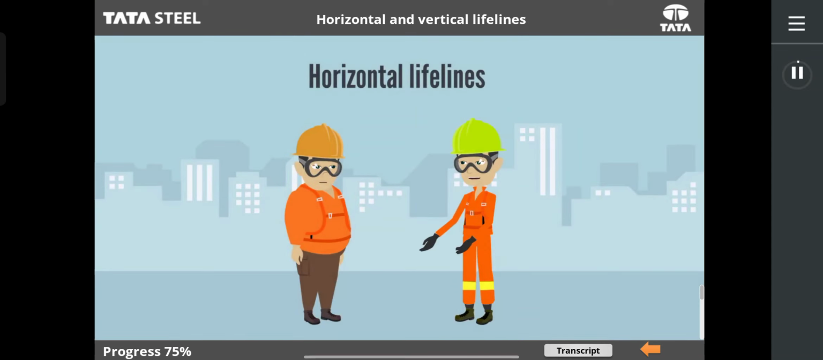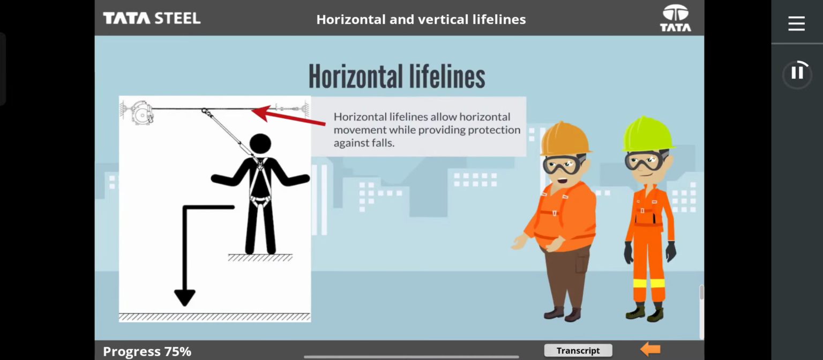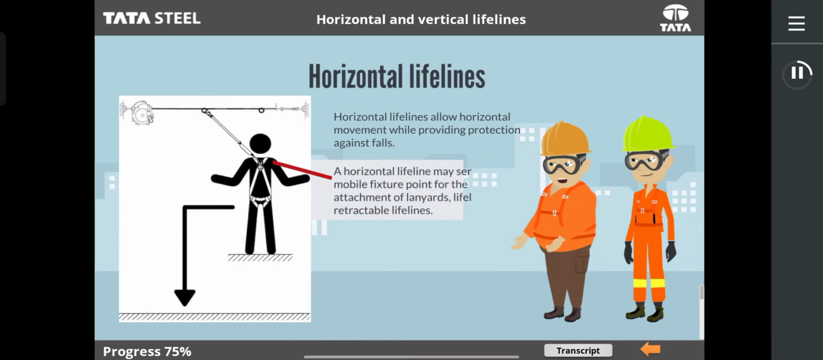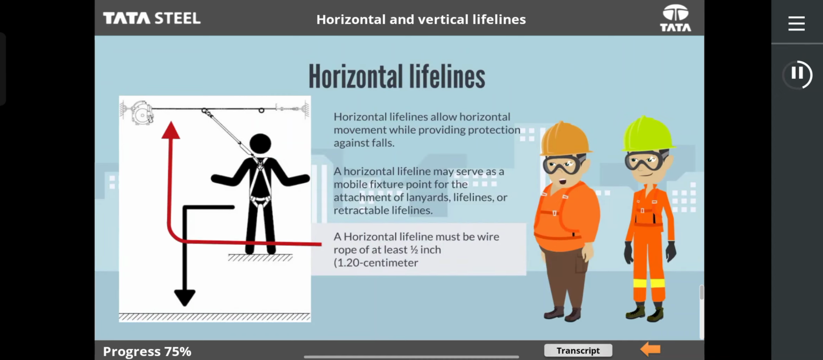Do you recall that we learned about the lifelines in the previous course? Yes, horizontal lifelines allow horizontal movement while providing protection against falls. A horizontal lifeline may serve as a mobile fixture point for the attachment of lanyards, lifelines, or retractable lifelines. A lifeline must be wire rope of at least ½ inch or 1.20 centimeter diameter.